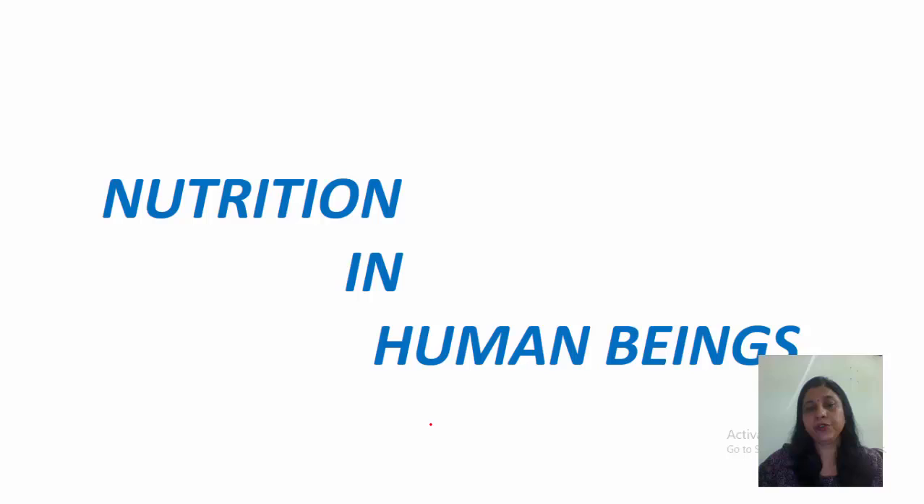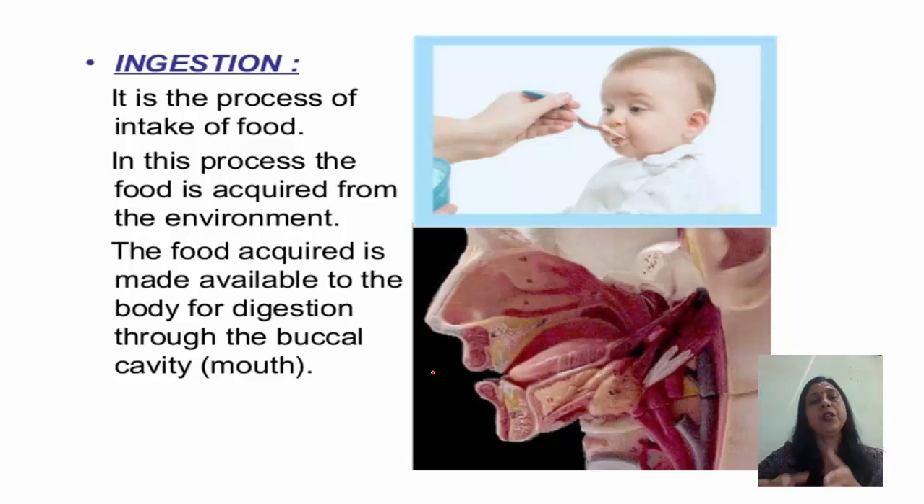Now coming to nutrition in human beings, that is we people. Nutrition in human beings also consists of 5 steps, that are ingestion, digestion, absorption, assimilation and egestion. So the first step is ingestion, and it is the process of the intake of the food. In this process, the food is acquired from the environment, and we human beings take in the food with the help of our hands. We put the food in our mouth, that is the buccal cavity.